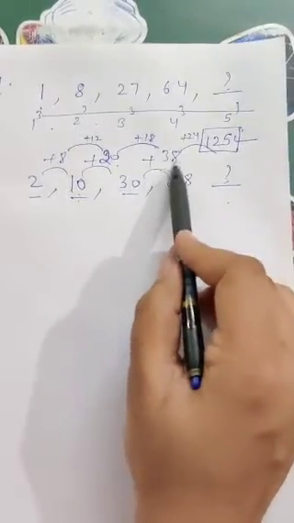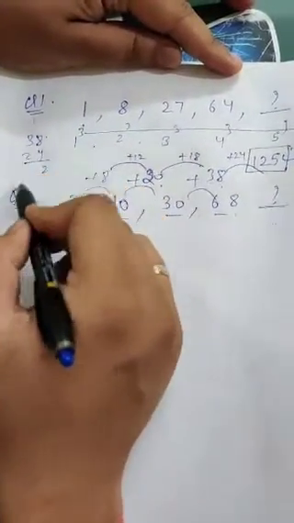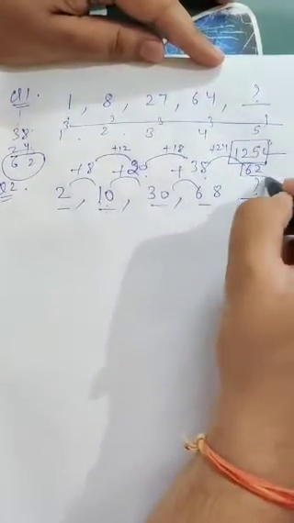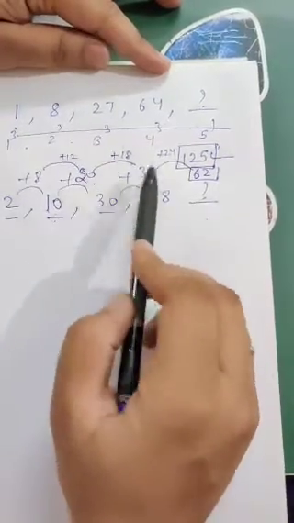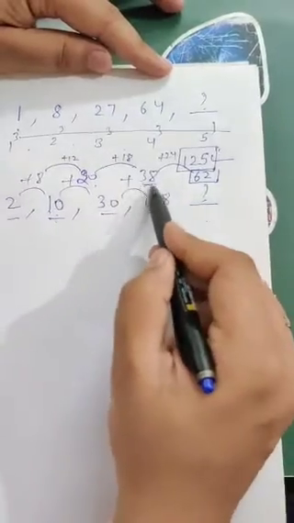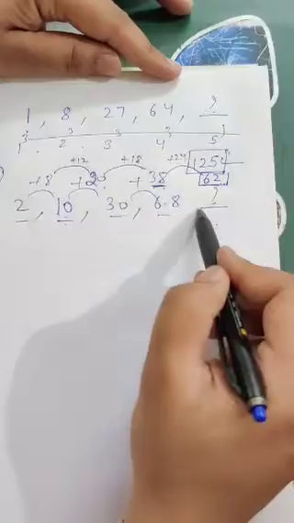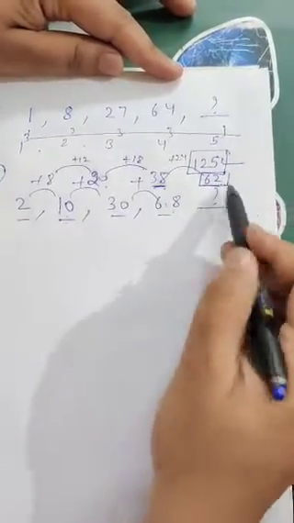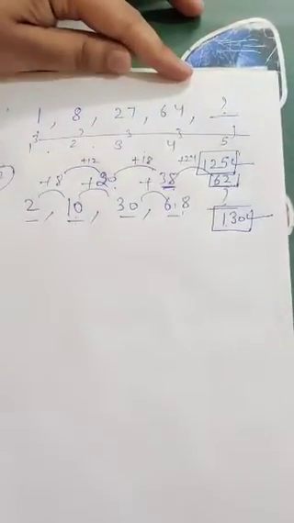So here if we add 38 plus 24, that is 62. So the next gap should be 62. For example, the gap increased by plus 12, then plus 18. So next will be plus 24, and if we add 24 to this, it will become 62. So we need to increase by 62 in order to complete the series. So 68 plus 62, that is 130. And 130 is the right answer.